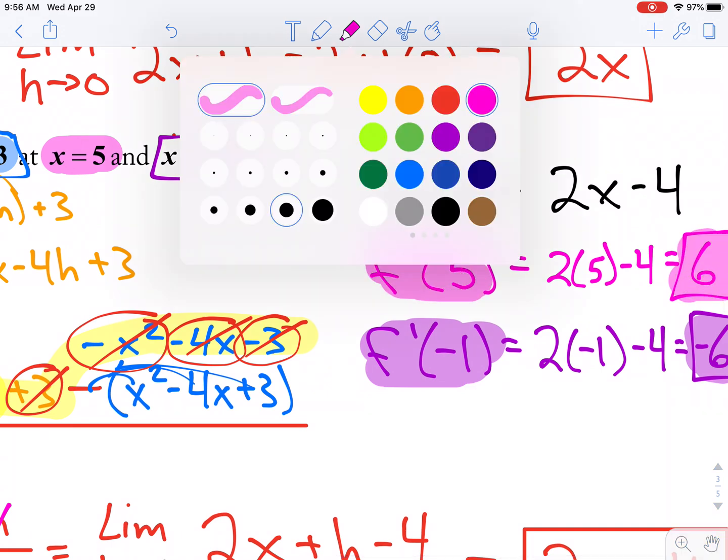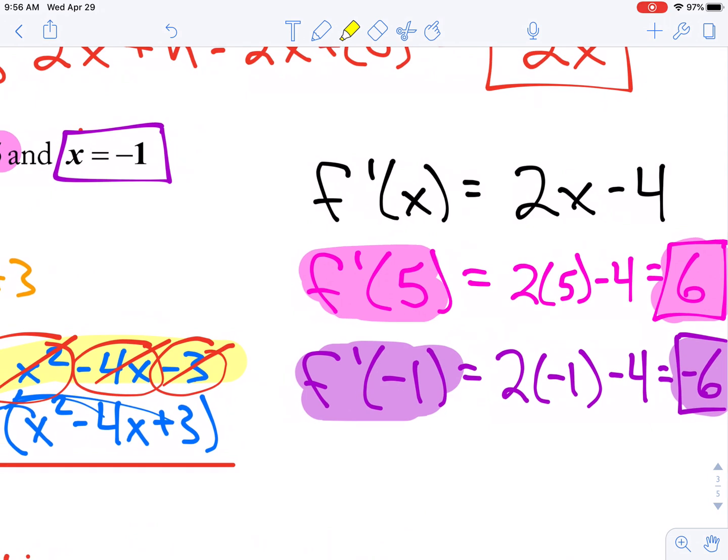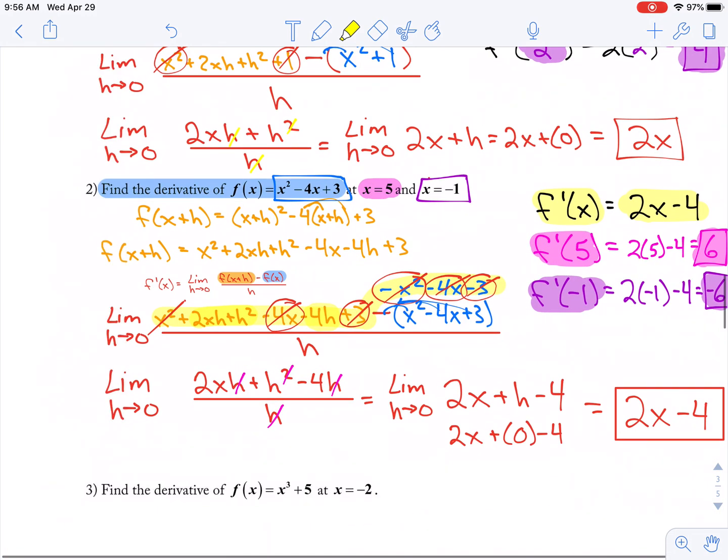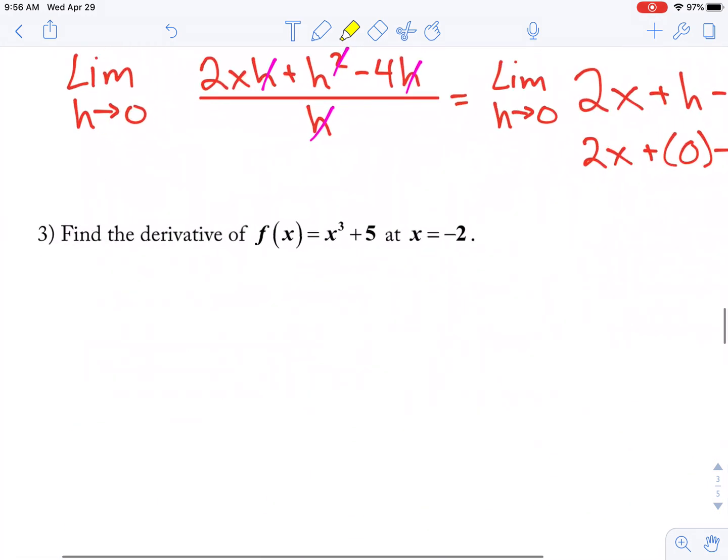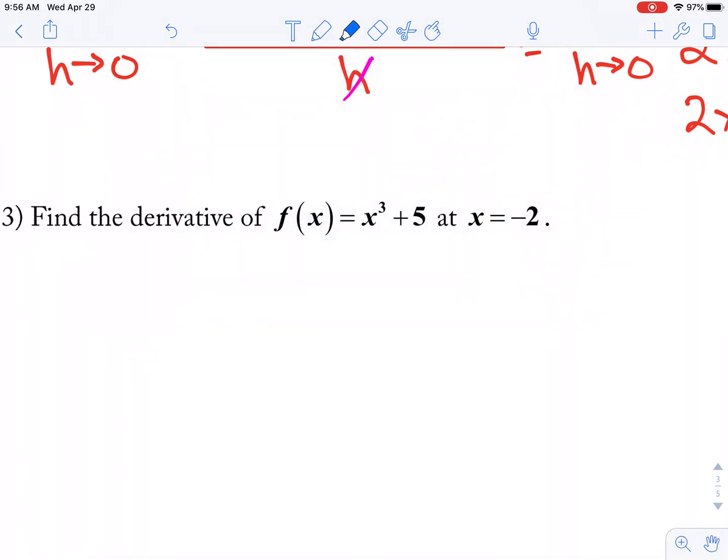If we were asked for the general derivative of this function, f prime of x would equal just 2x minus 4. We can use that and then plug in any x value we want to find the derivative at a specific point. One more. This one works the same pattern, but now it deals with x cubed plus 5.